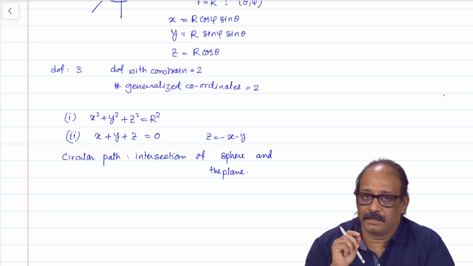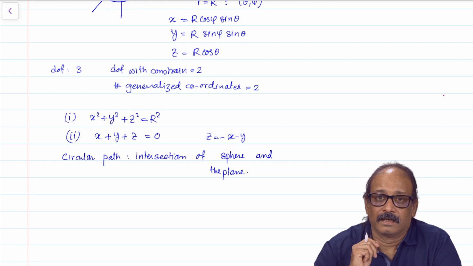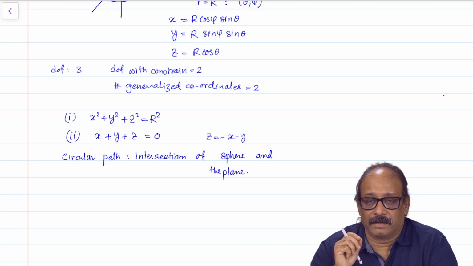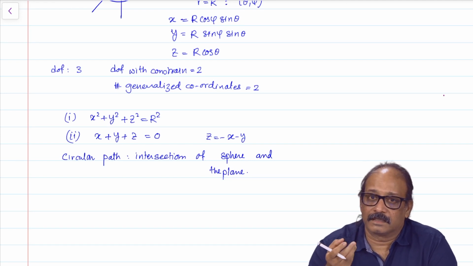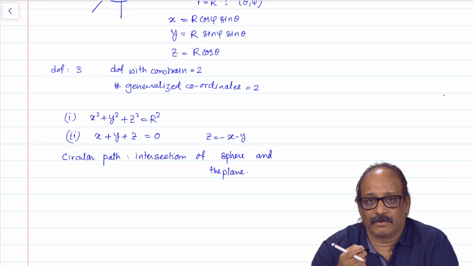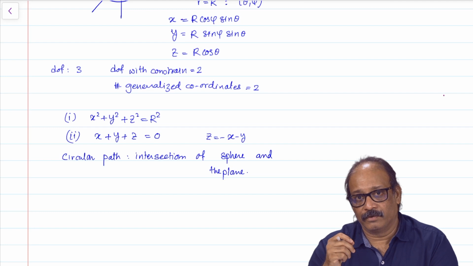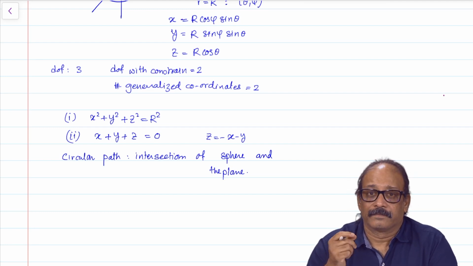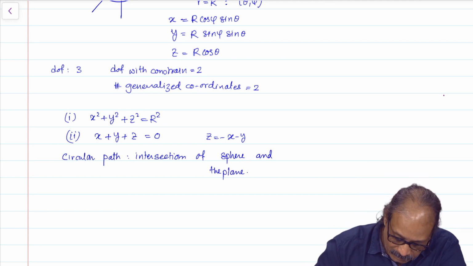And now the particle will be confined to move on this line, which is circular. So, what has happened? Now, your accessible region in the configuration space is just one dimensional. Again, why would I call it one dimensional? Because if you look at a neighborhood of a point, then it can be approximated by a line segment.